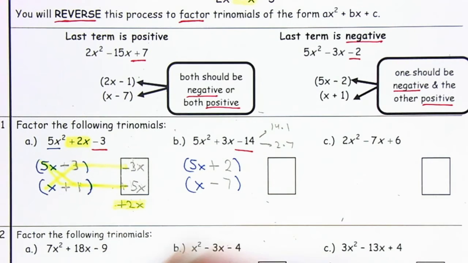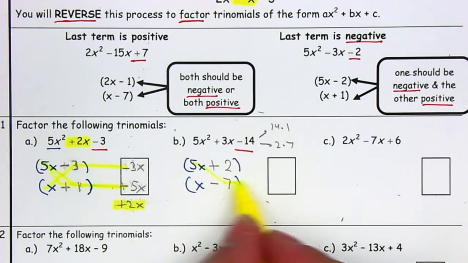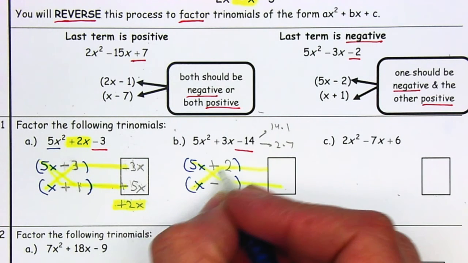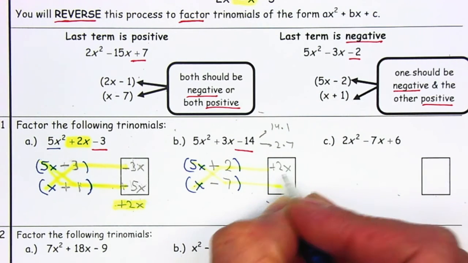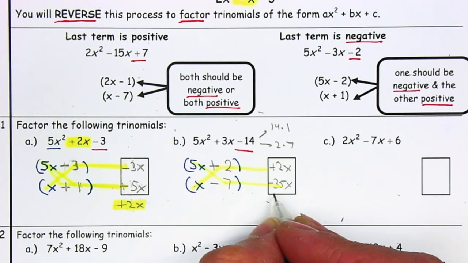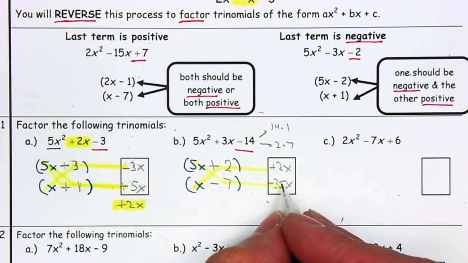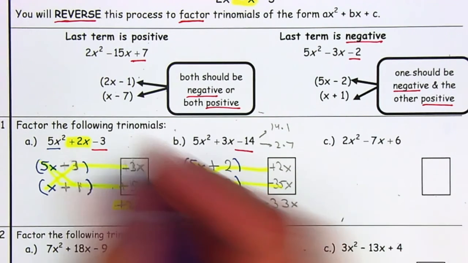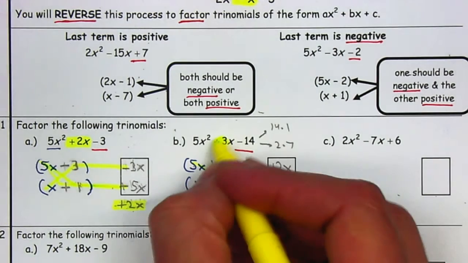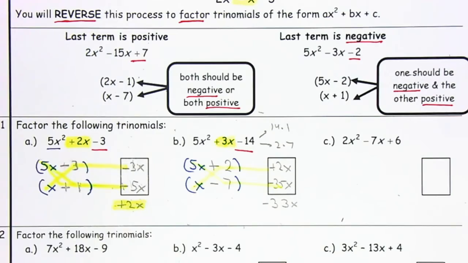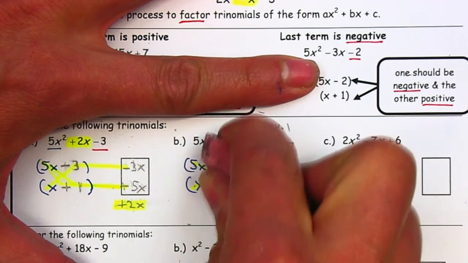So 2 and 7. I'm going to multiply it out. So x times positive 2 gives me positive 2x. 5x times negative 7 is negative 35x. If I add them together, they have different signs. So I must subtract, keep the sign of the bigger number. I need to end up with a positive 3x. No, so that didn't work. So I'm going to switch my 7 and my 2.